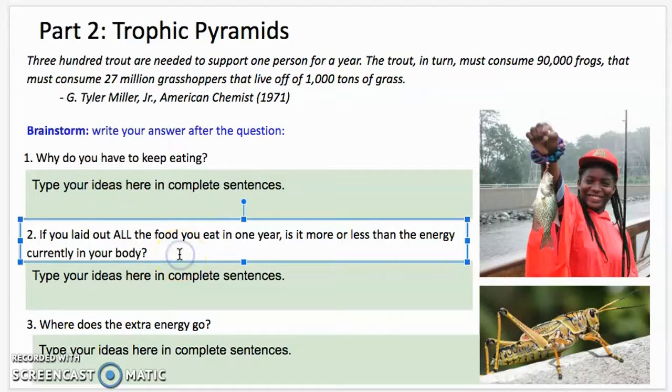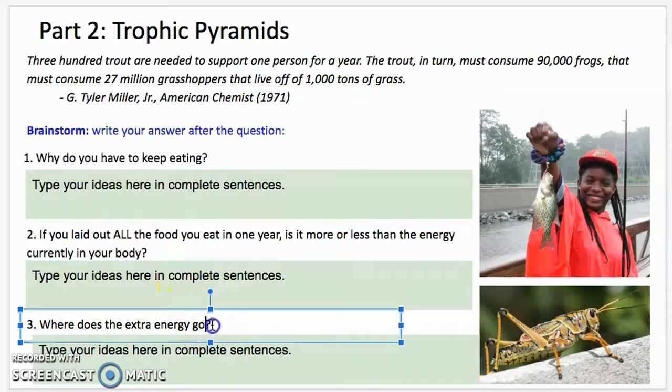So think about all the food you eat in a week, and then all the weeks in a year. If you stacked all that food on a table or in your living room, how big would that pile be? And would it be bigger or smaller than your body? Where does our extra energy go? Why do we need to keep eating? So go ahead and fill in that brainstorm slide, pause the video, and when you're done, come back and we'll keep talking about energy.